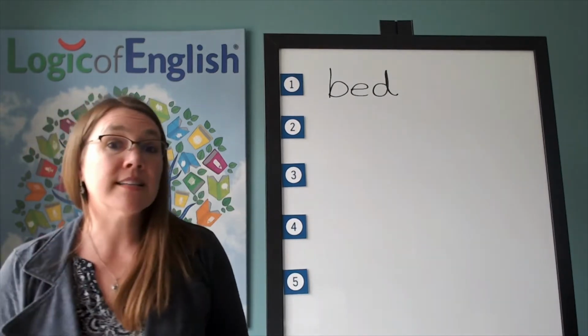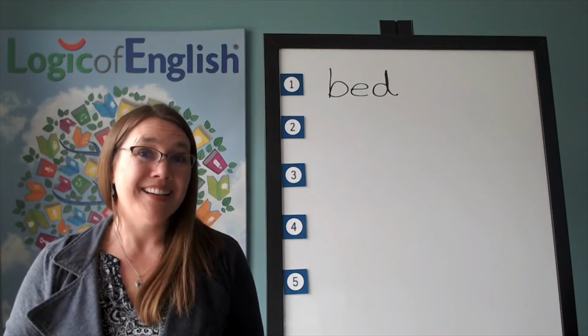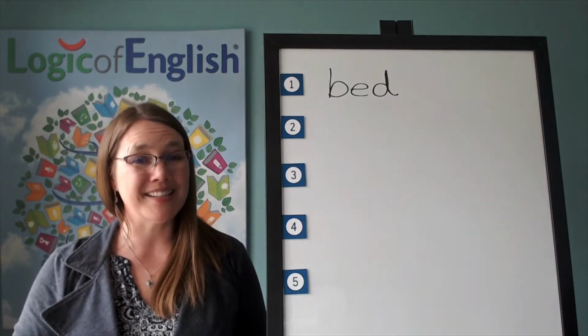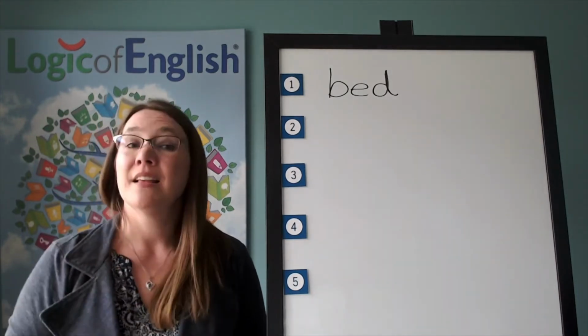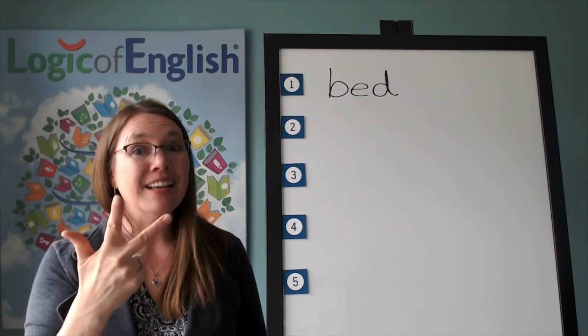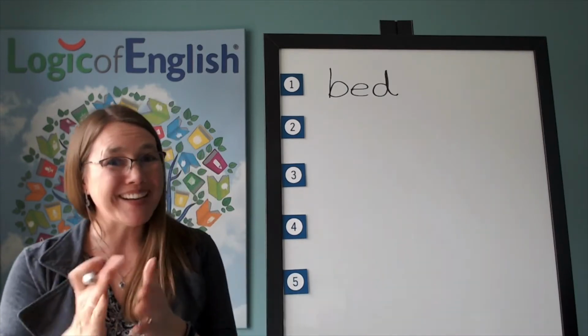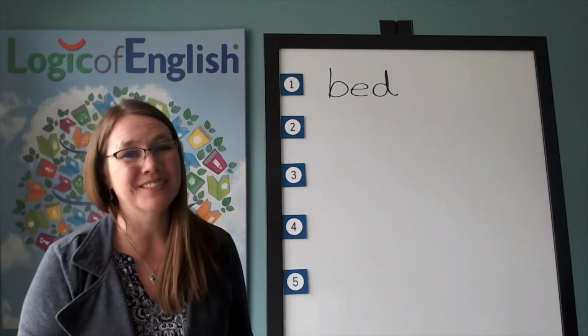The next word is sun. The sun is shining brightly in the sky. Sun. Go ahead and say sun. Let's sound it out. S-A-N. Sun. Good. Now write it, and as you write it, sound it out.